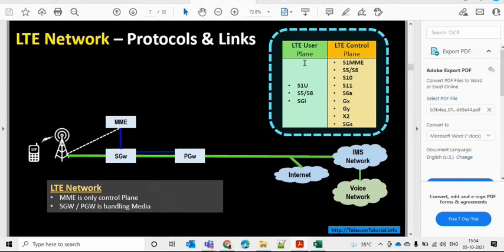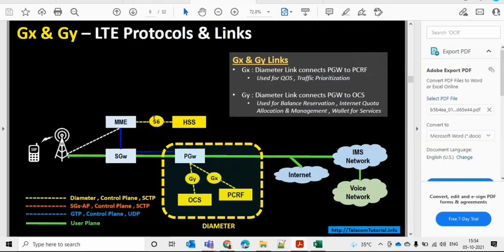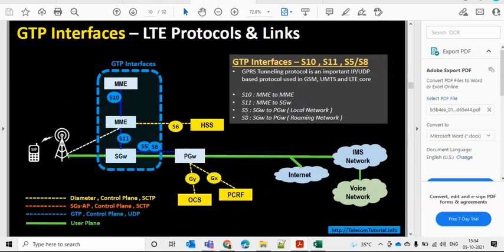This is the user plane, the control plane. These are the interfaces, and these are the GTP interfaces. GTP is the global title, right? What is that? GPRS Tunneling Protocol.